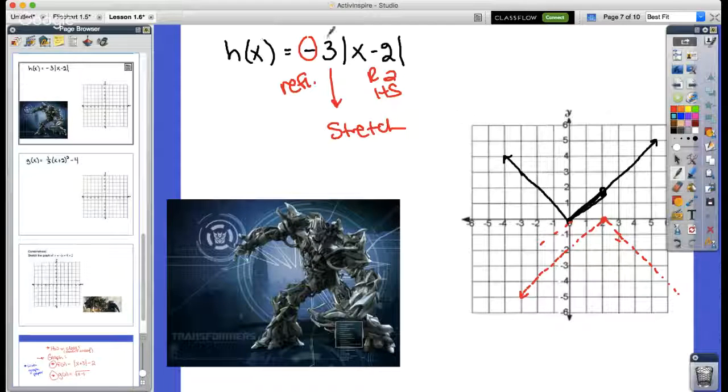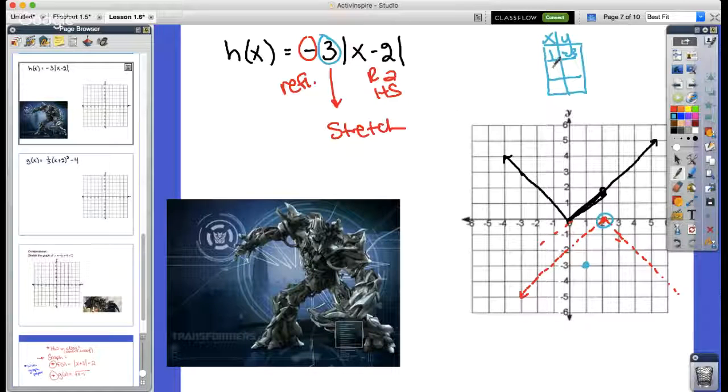But now we've got to bring the 3 into play. And we do that by plugging in a couple values, probably 1 or 2 to the left and right of my vertex here. So let's plug in 1 and 3. And let's see how skinny it is. So 1 minus 2 is -1. Absolute value of -1 is 1. 1 times -3 is -3. So (1, -3) is what we have here. Again, stretchy, it's going to be skinnier.